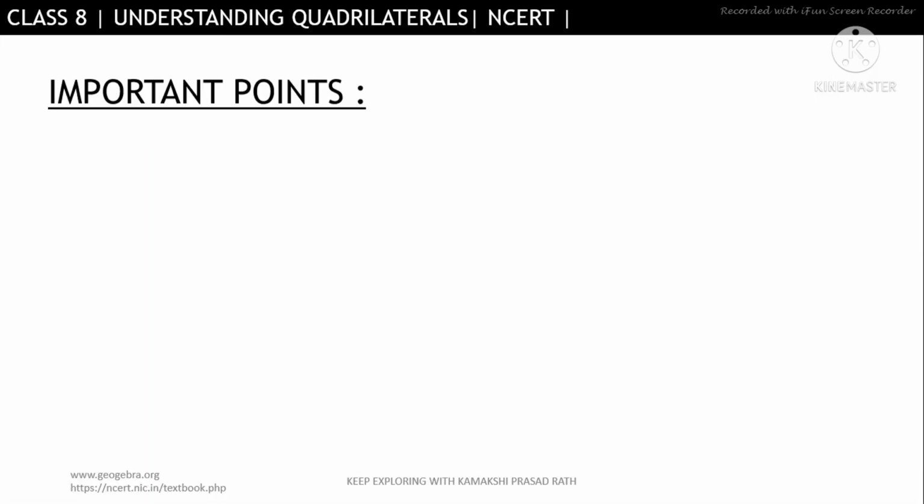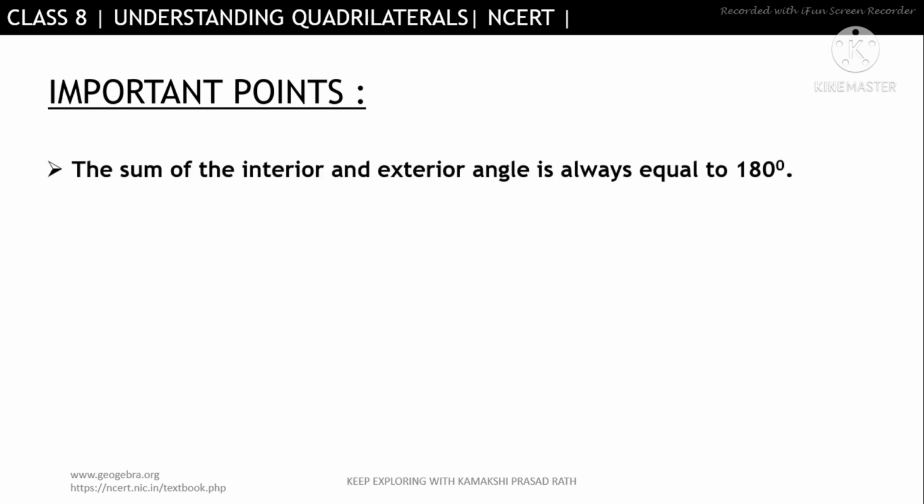Now let's go through some important points that are related to the basic concept for understanding quadrilaterals. The first thing says the sum of the interior and exterior angle is always equal to 180 degrees. This is applicable for all polygons, whether it is a triangle, a quadrilateral, a pentagon or a hexagon. For any polygon, the interior angle and the exterior angle when we add up, it is always equal to 180 degrees. We will see more on this using the GeoGebra applet.